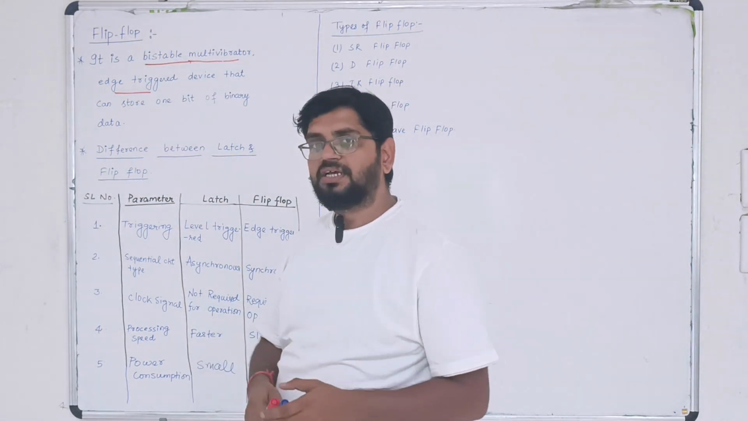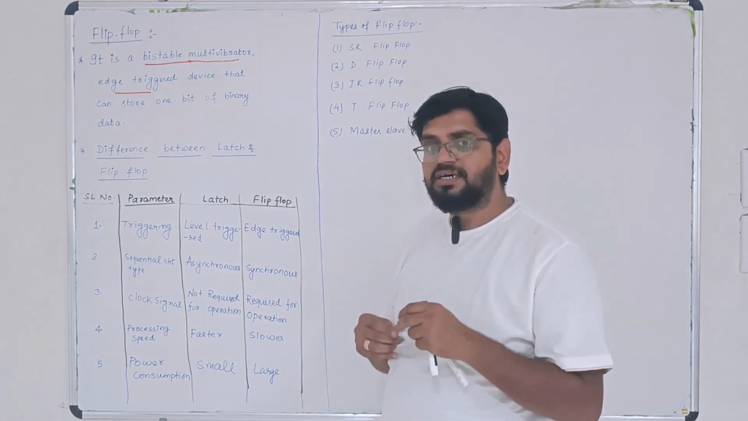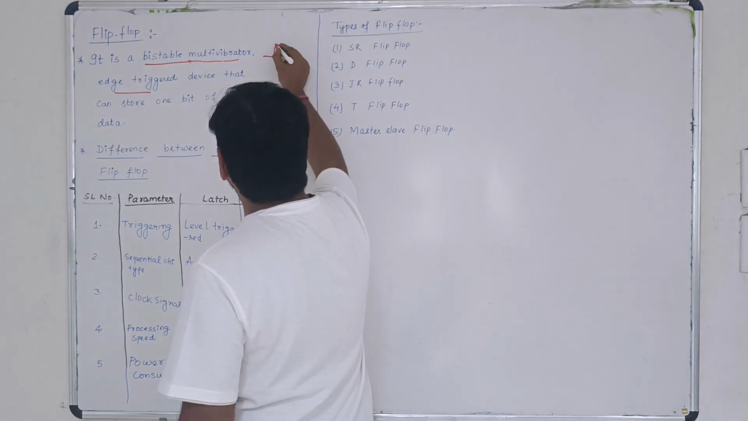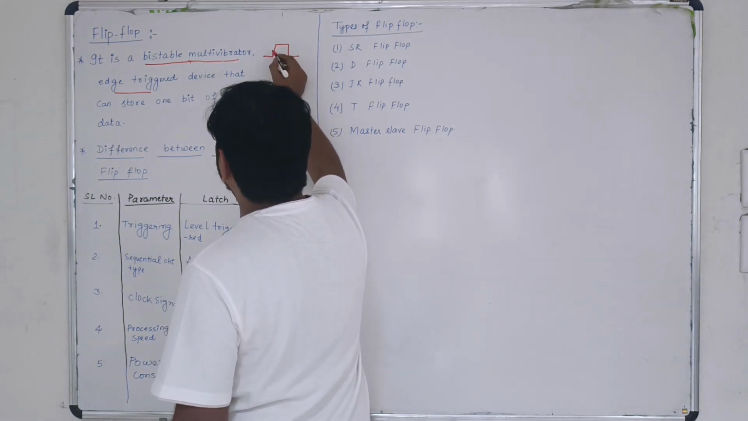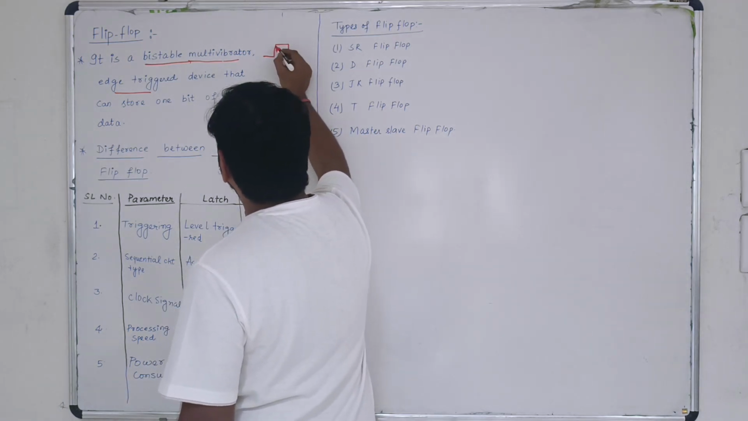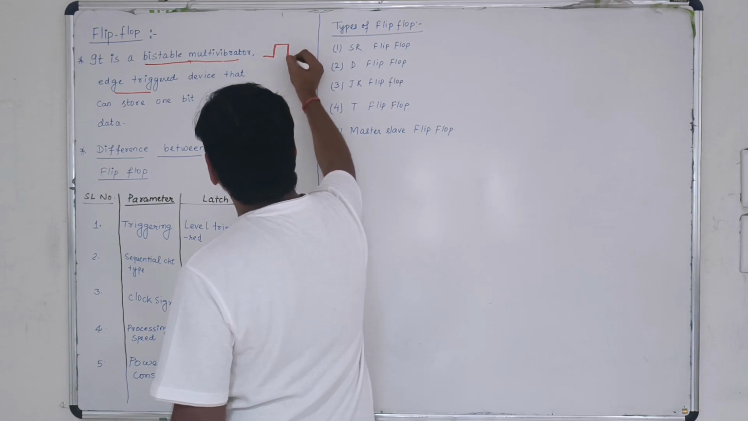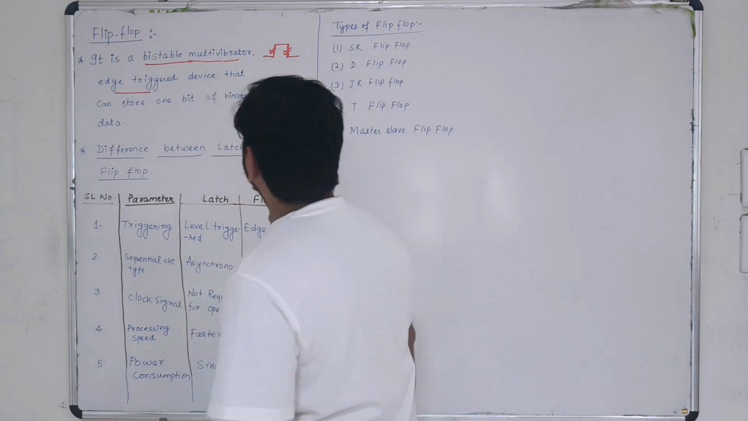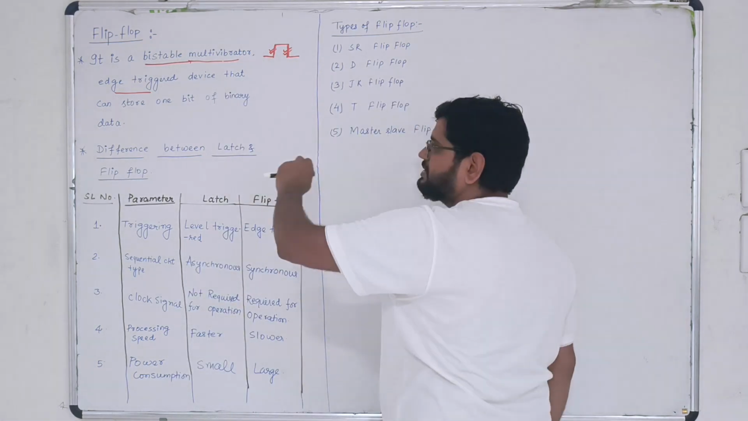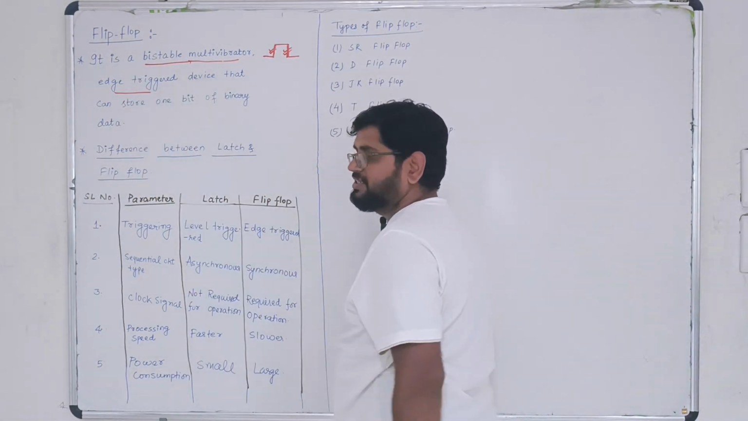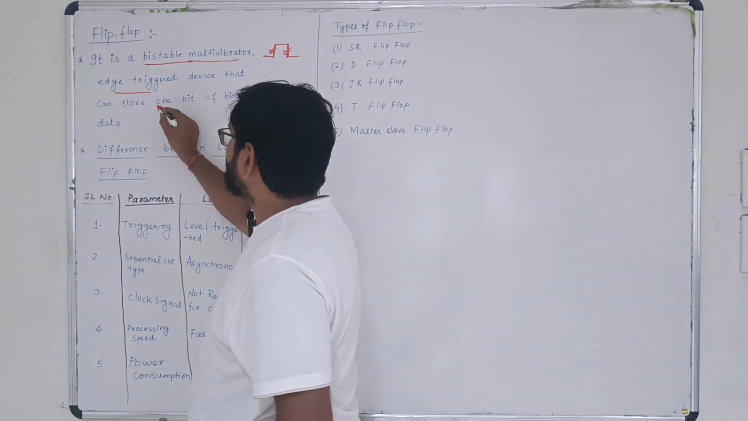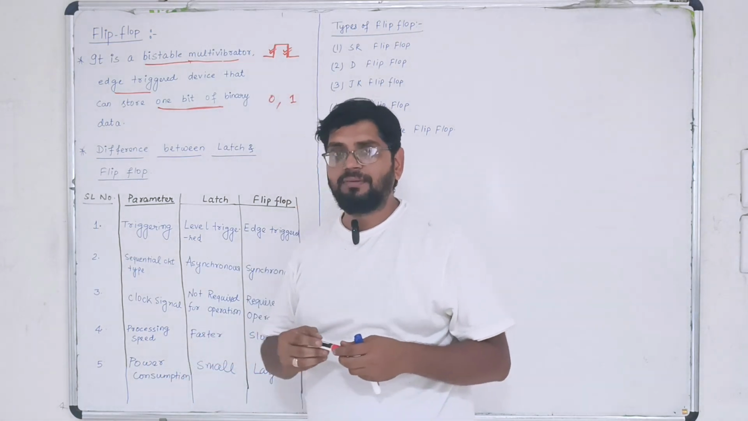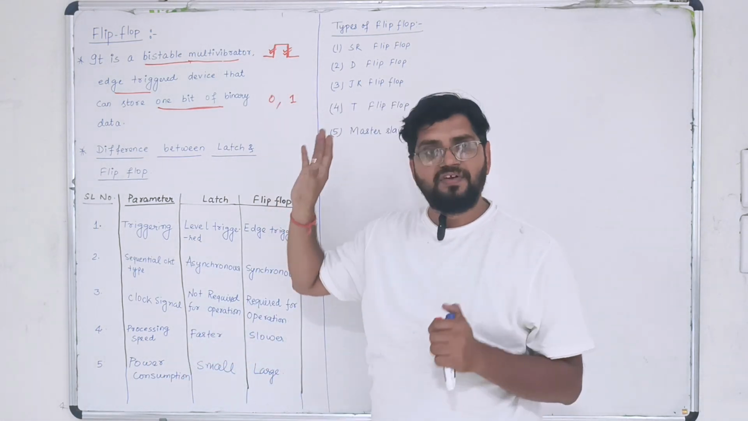Now, what is edge triggering? Generally, a flip-flop is a sequential circuit which works on the edges of the clock. In the last videos, I discussed the edge and the level, and I told you that these are known as the edges of the clock signal. So when we are talking about the flip-flop, flip-flops always work on the edges of the clock. That is why it is called an edge trigger device. And it has the ability to store 1 bit of data. It can store either 0 or 1 inside it. So this is the explanation of the flip-flop definition.